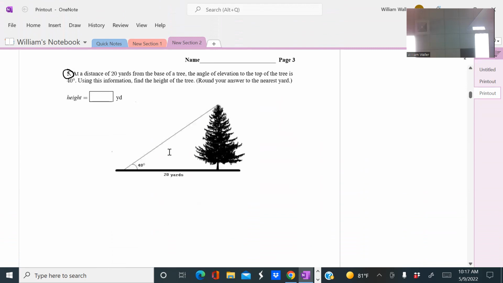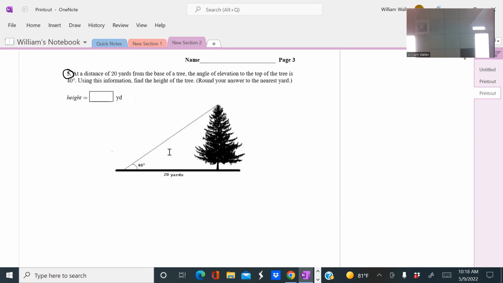But here's one that I know that everyone can do, and I'm pretty sure this is on the final because this is such a basic trig problem. So here's one that everyone should get. So in this picture, let's see, it says at a distance of 20 yards from the base of a tree, the angle of elevation to the top of the tree is 40 degrees. So you see this picture, right? Okay.